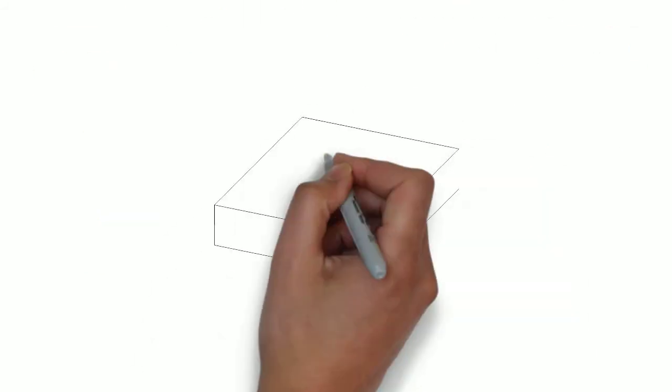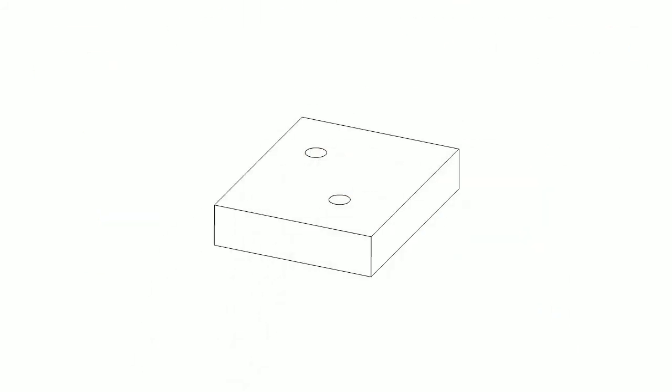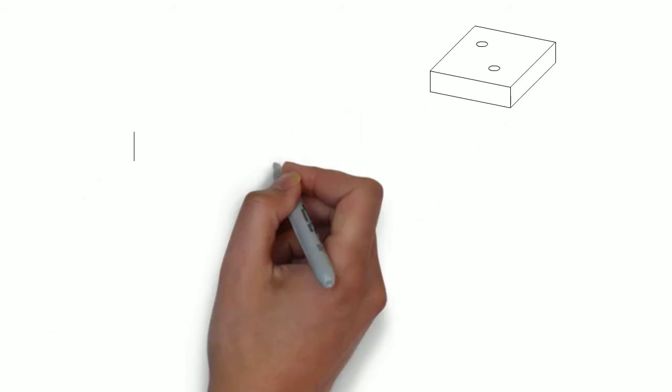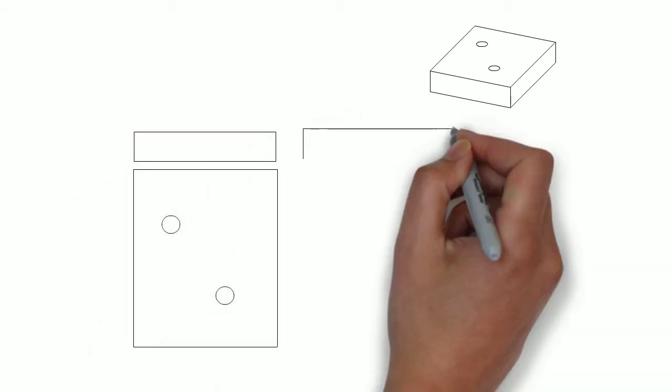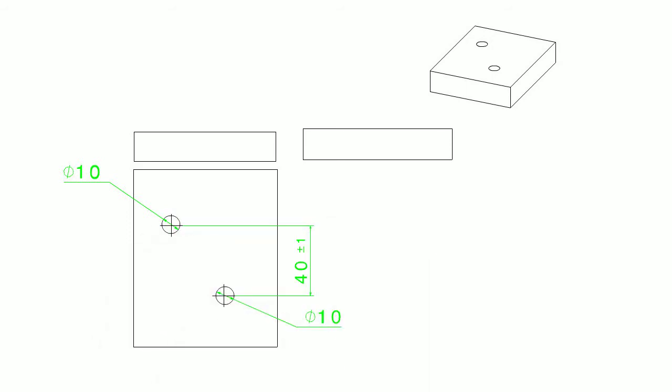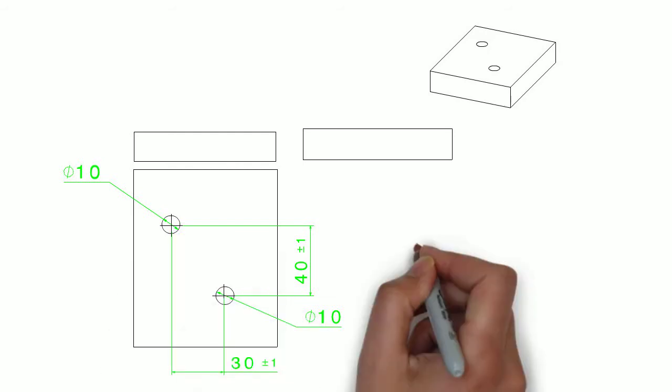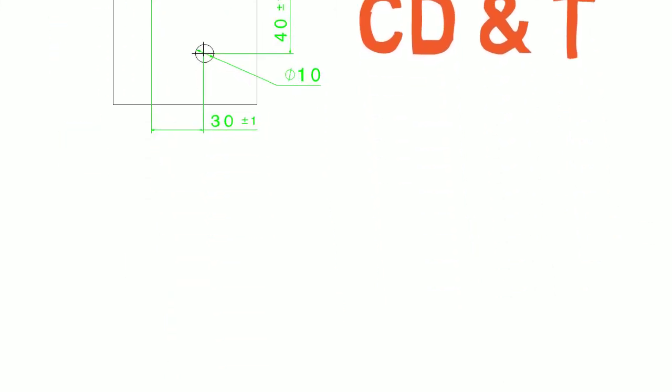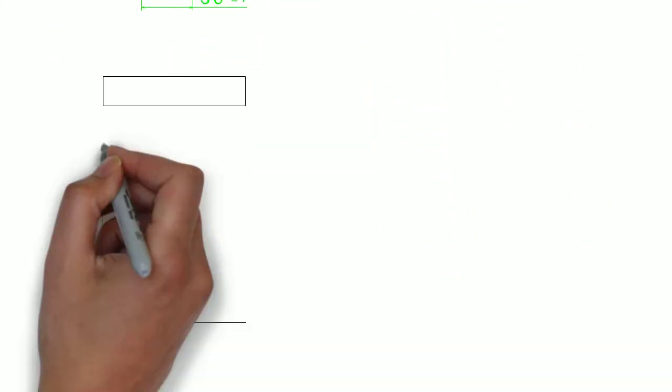Let's see with an example. Consider this part. We will draw its front view, top view and side view. Here this hole has a 10 mm diameter and this hole also has a 10 mm diameter. We will define the position of this hole from the first hole with the dimension 40 plus or minus 1 mm and from this, 30 plus or minus 1 mm. Here we will give CD&T. Again we will draw some more views for GD&T.